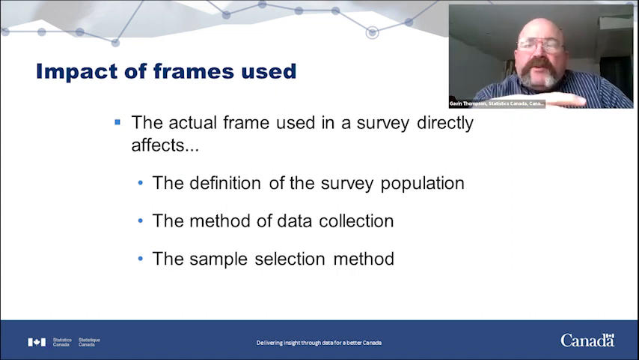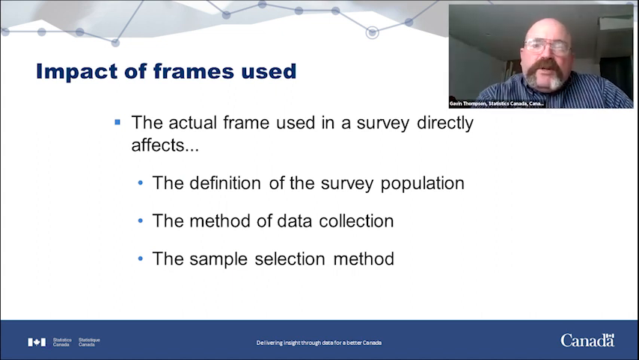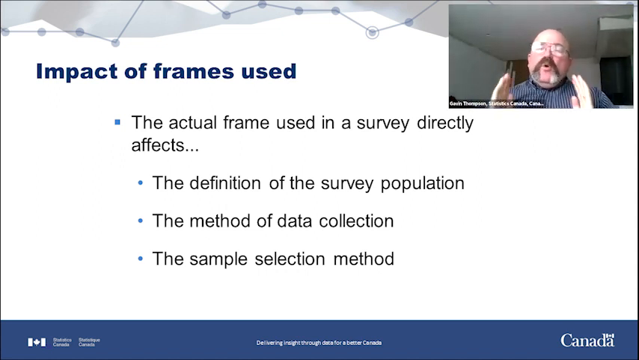And so one of the things we have to be concerned about is what is the impact of the frame that we're using? So the actual frame that we're using is directly going to affect the definition of our survey population. So the only people that we're going to be able to contact if we're using a frame-dependent sampling method is someone who's on this list. If they're not on the list, they're not being contacted. So for example, a difficulty for us is our homeless population. If we're trying to do a survey of homeless people, we don't have a list. We don't have a frame.